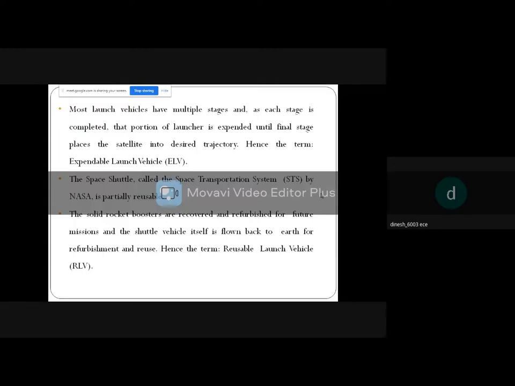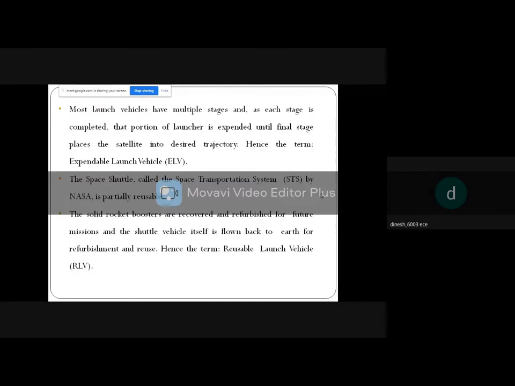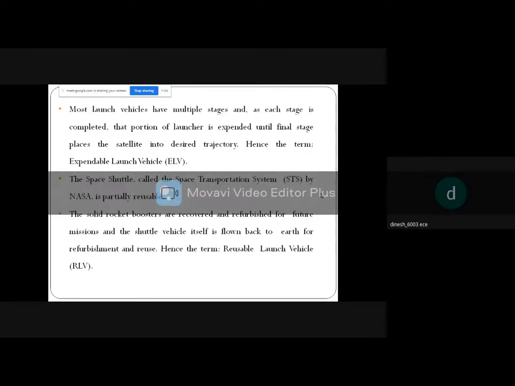Next is the RLV, which is a reusable launch vehicle. During this launch, there will be solid rocket boosters which are recovered and refurbished for future missions. And the shuttle vehicle itself will float back to the Earth for refurbishment and reuse, which we call a reusable launch vehicle. The thing is that we place the satellites in space, and after some period of time, after 10 years, 15 years, 20 years, or depending upon the desired information, the satellite will come back to the Earth's desired position.